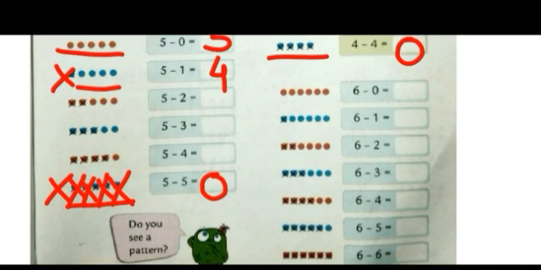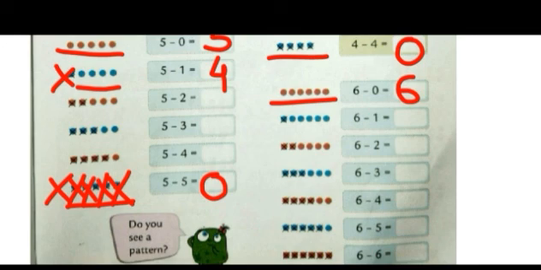First one. 6 dots are there, and out of that we have to cut 0. 0 means nothing we have to cut. So all the 6 will remain as it is. So 6 minus 0 is 6 only.